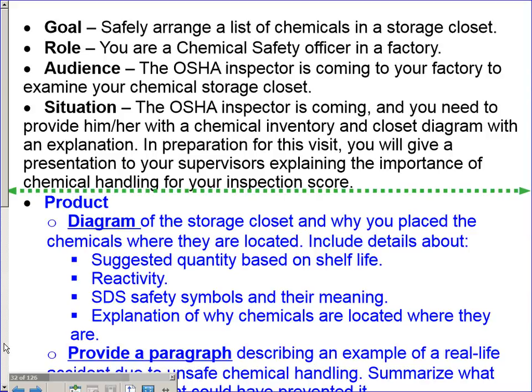And OSHA, who knows what OSHA is? Three of us, okay, great. OSHA, they come and watch to see how I play with my chemicals and how I store them to make sure everything's safe, because there were many times where things were not stored safely. Who heard about the accident?